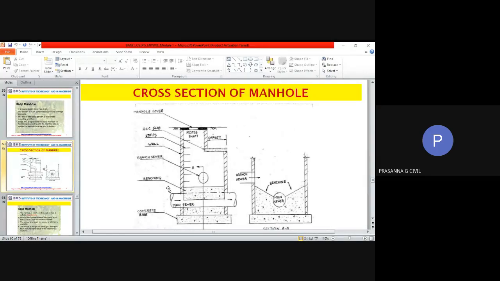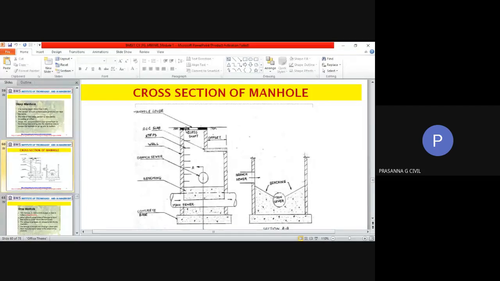So the common components of the manhole are the access shaft, the working chamber, and the bottom portion where you have the invert of the main sewer line, and this portion is the invert of the main sewer line. Then there are steps to come down into the chamber, and you have what is called the manhole cover or top cover.